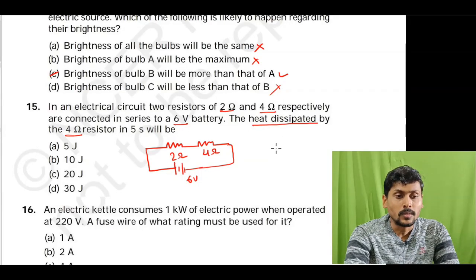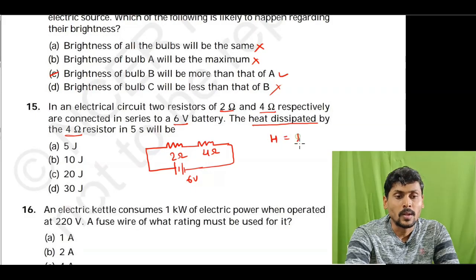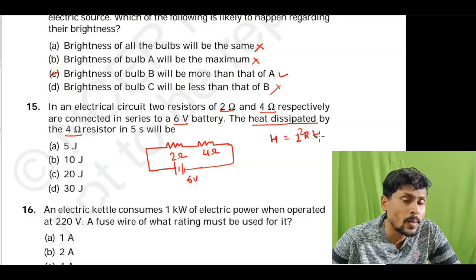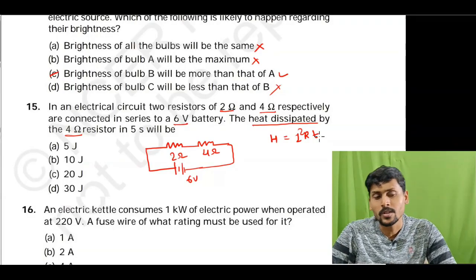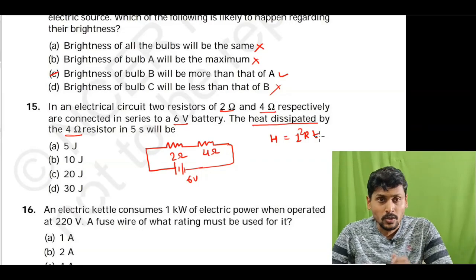To calculate heat energy, you have to use the formula I squared R T, or you can also use V squared T by R, but for that you have to calculate the voltage across the 4 ohm resistor, because we are finding the heat produced by the 4 ohm resistor, not through the combination.